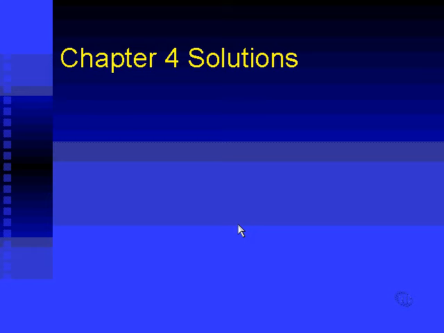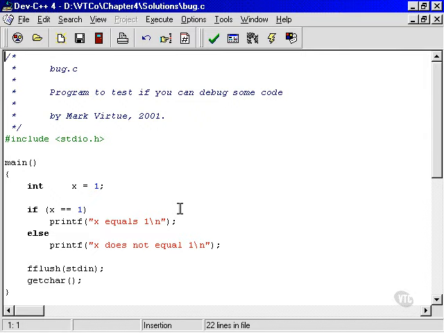Okay, how did you go? Here are the solutions to those programs. We'll start with bug.c. Here is bug.c rewritten such that it is now bug-free. I guess it should be renamed bug-free.c.